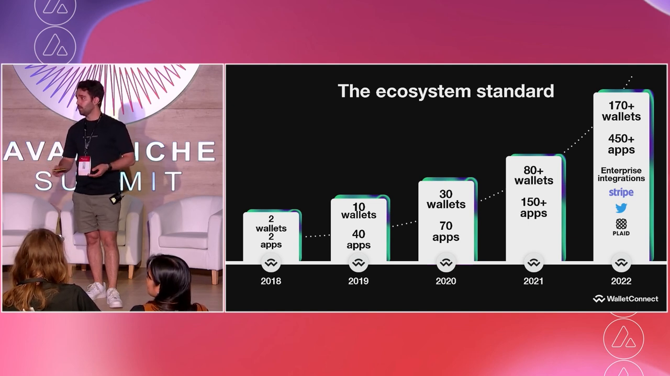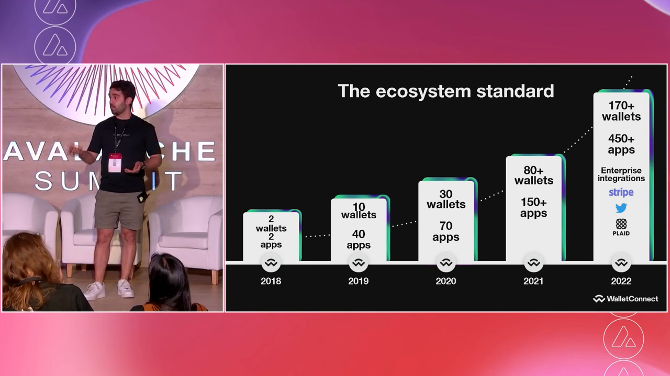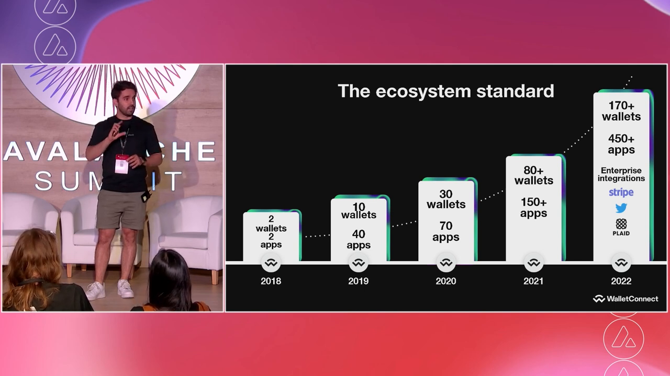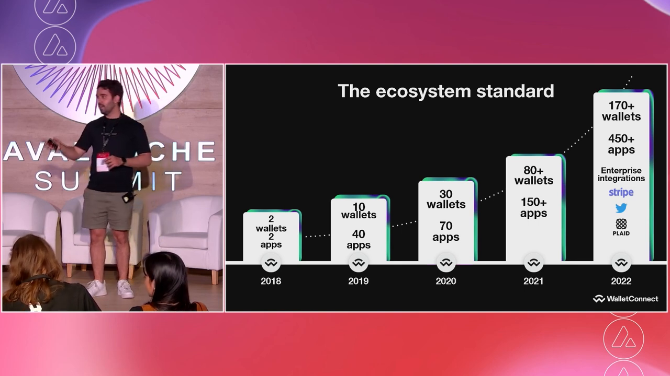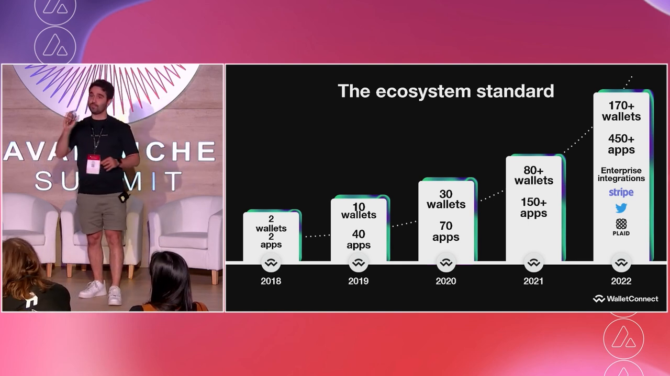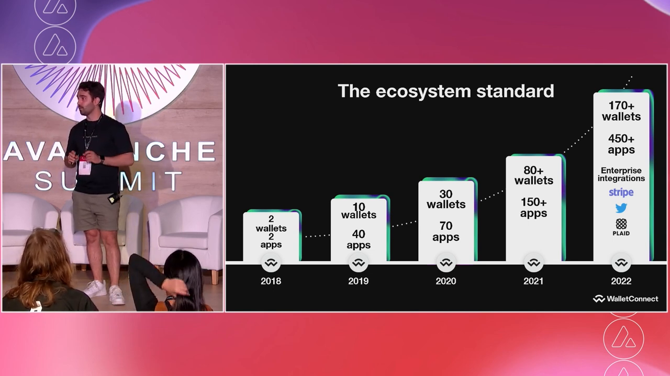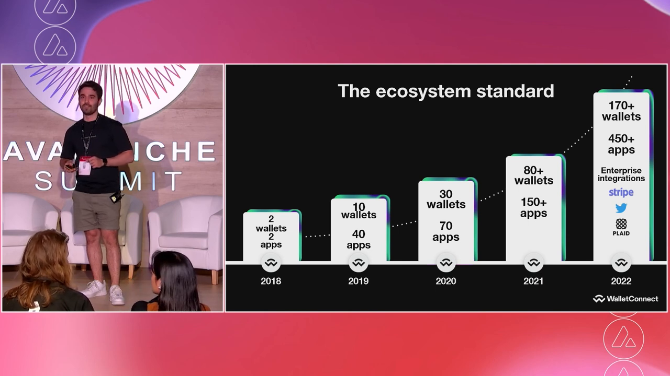We had Stripe with their payments. We had Plaid, which connects banks into dApps. And then we even had Twitter, like the hexagon that you see people verifying their NFT profile picture was supported by WalletConnect. We even had Instagram, who unfortunately used to be in this slide, but then they had an internal discussion about not doing Web3 and they removed the NFT verification. But that was a good thing to celebrate.